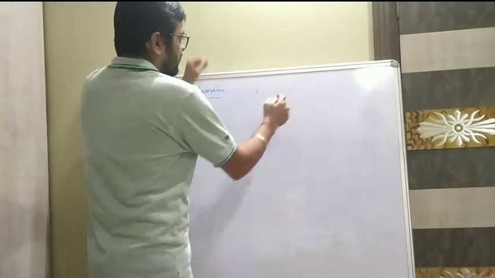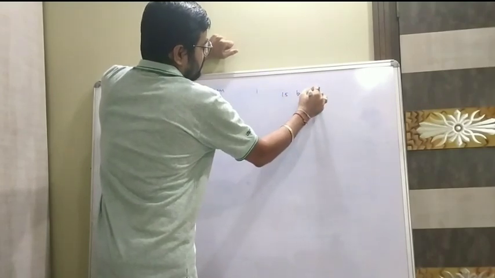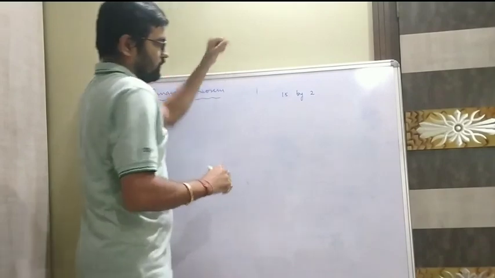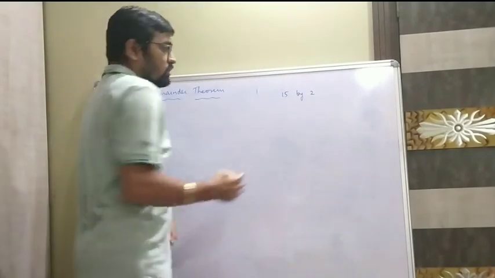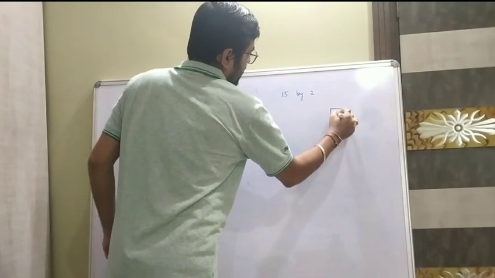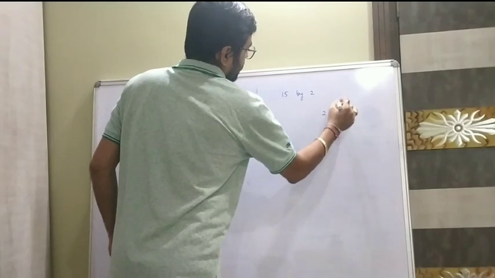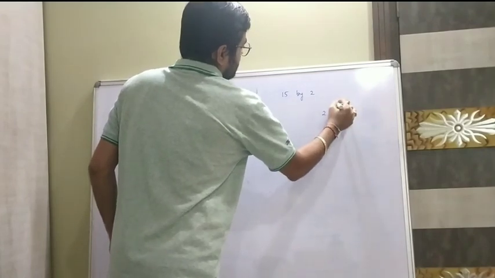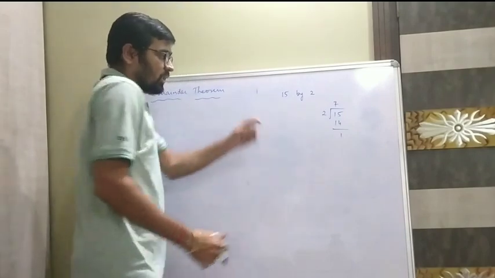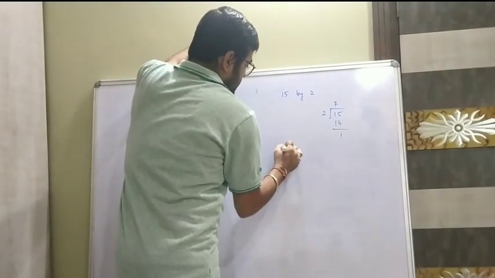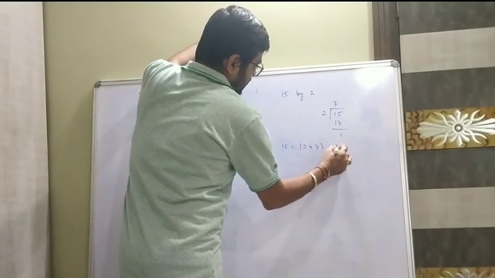Suppose I have the number 15, and if I divide 15 by 2, what will I get? So I'll do the division like this: 15 over here, 2 over here. 7 twos are 14. It will be left with 1. So can I write 15 as 2 into 7 plus 1?